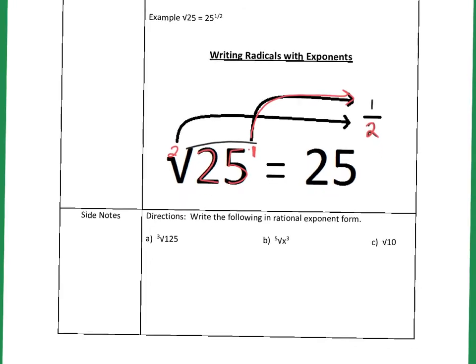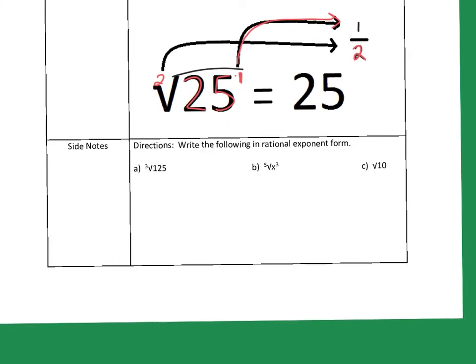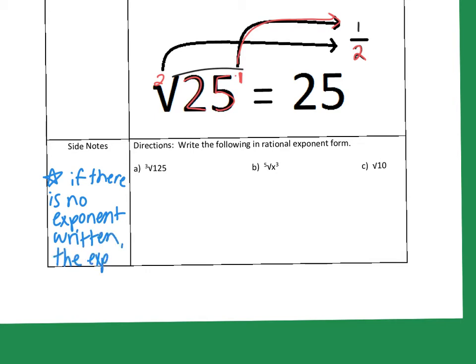And real quick, just over to the side on the side notes, what I want you to write, and this is going to go for everything moving forward. If there is no exponent written, the exponent is 1. So if you just have a number or you just have a plain old variable, go ahead and just get in the habit of writing 1 next to it. Okay? That's going to help us moving forward.